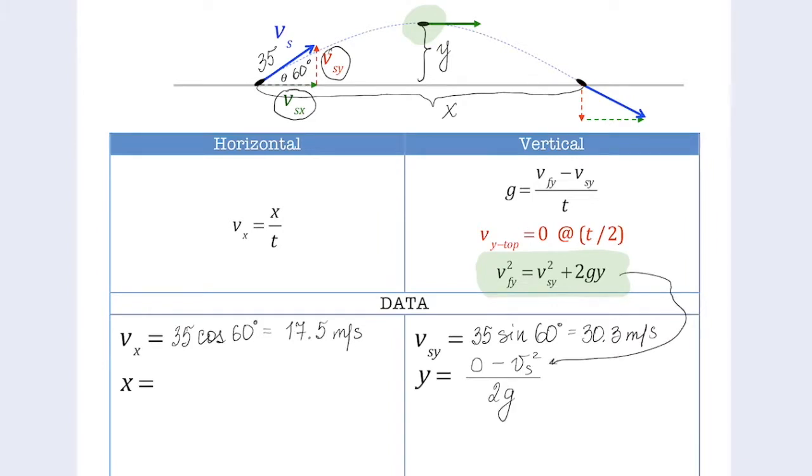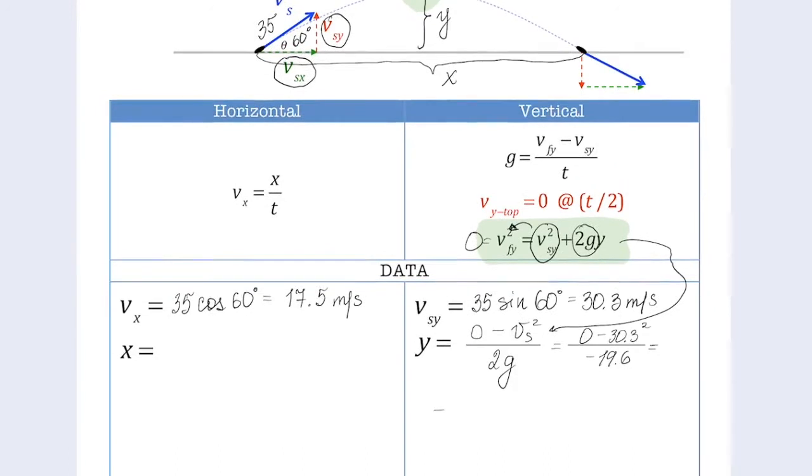We say 0 minus, so we take this, put it to the left with a minus. This is 0. And then divide by 2g. That's how we get our y, the maximum height. So y would be 0 minus 30.3 squared over negative 19.6. All I did was just multiply negative 9.8 by 2. That's negative 19.6. And then there is no reason to terrorize your calculator.